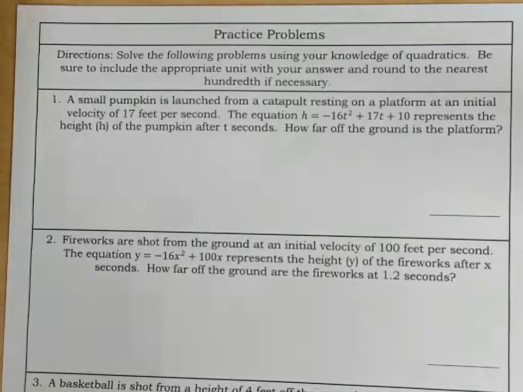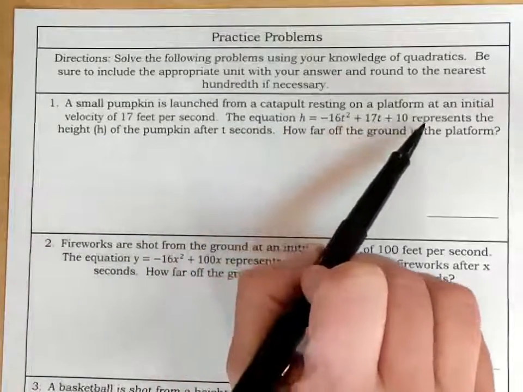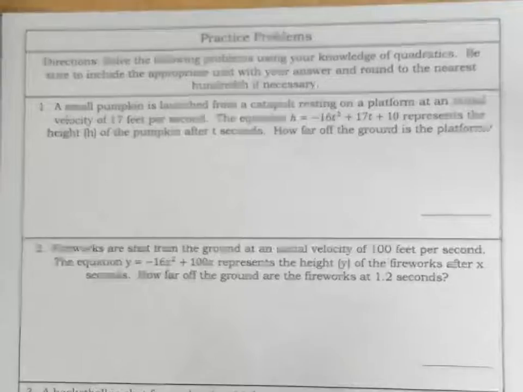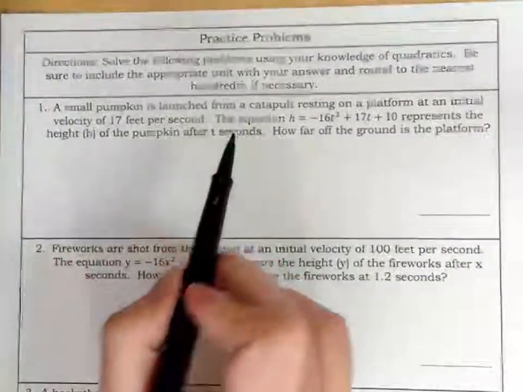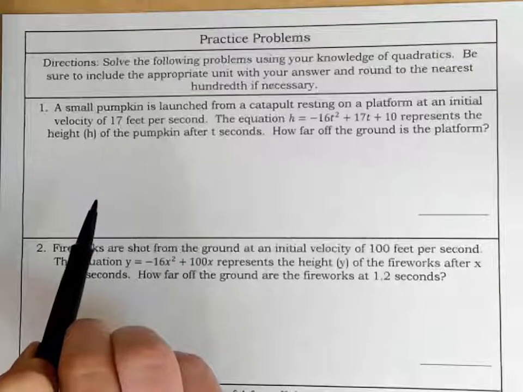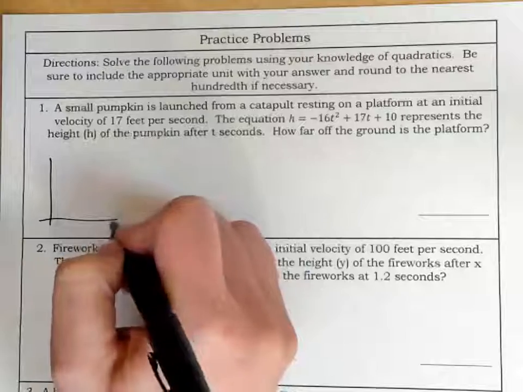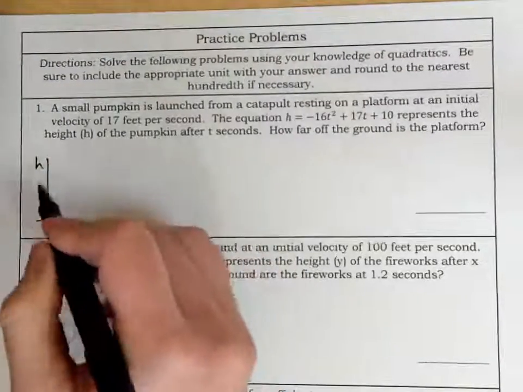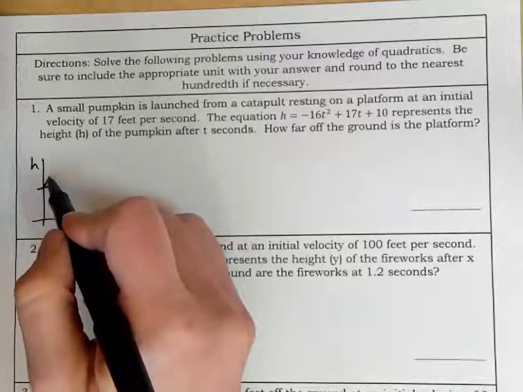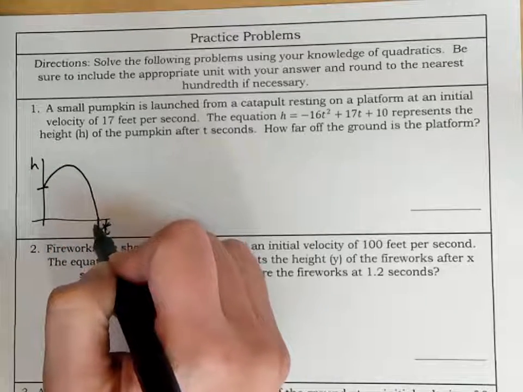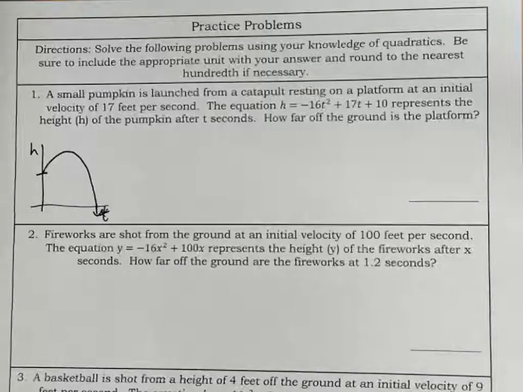So with this first question, it says there's a small pumpkin launched from a catapult resting on a platform at an initial velocity of 17 feet per second. Here's the equation. H is representing the height, T is representing the seconds. How far off the ground is the platform? So sometimes it helps just to draw a little picture where we have our T here and our H here, time and height. We have a pumpkin on a platform. It gets launched and it's going to come down and hit the ground. So the question is, how far off the ground is the platform or the pumpkin starting out?